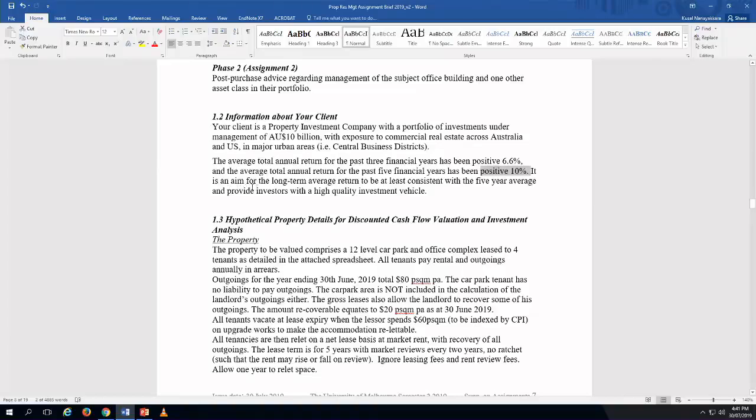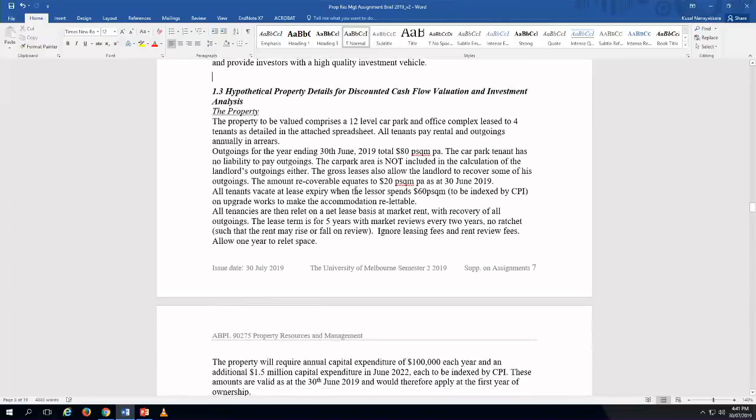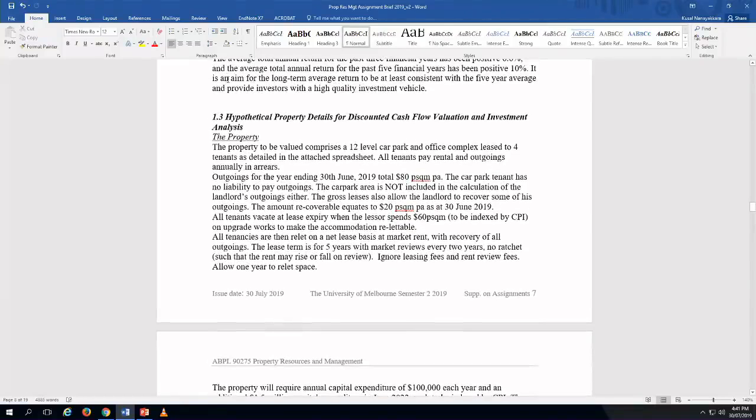It is an aim for the long-term average return to be at least consistent with the 5-year average and provide investors with a high quality investment vehicle. So the client needs a 10% return in the long term. So it means this subject property should give at least 10% return. Right? At least.